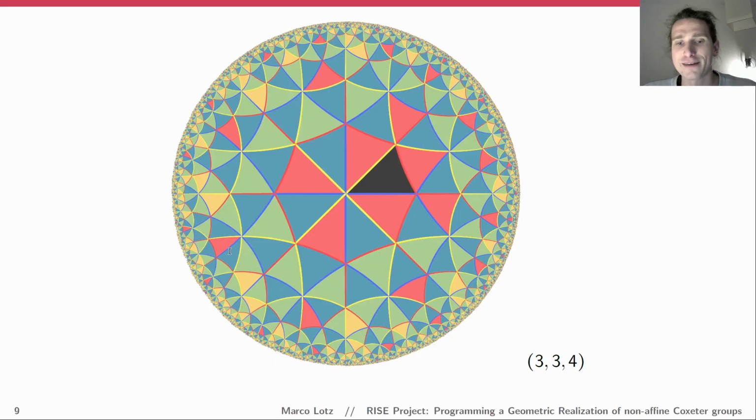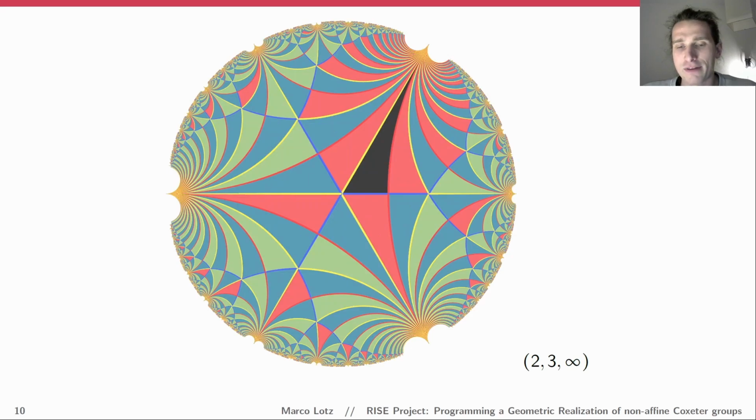And lastly, I want to show you some pictures and tell you that in fact there's not much known about reflection length in hyperbolic Coxeter groups, except that the reflection length is unbounded. And as far as I know, we are the first ones who visualize reflection length in infinite non-affine Coxeter groups.